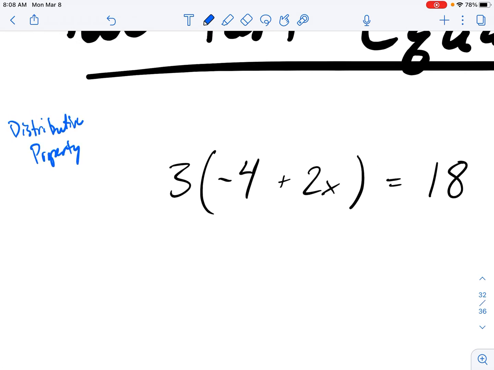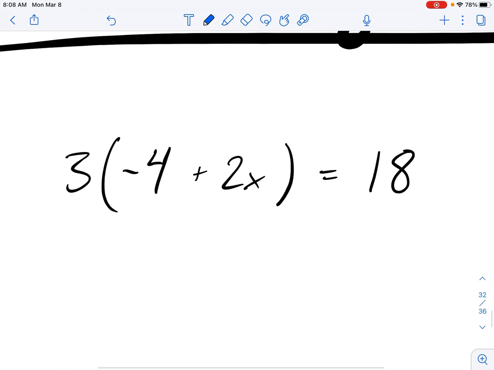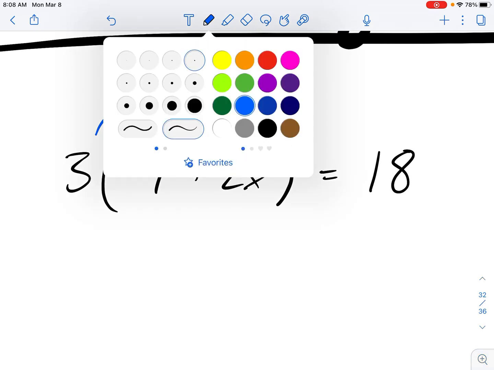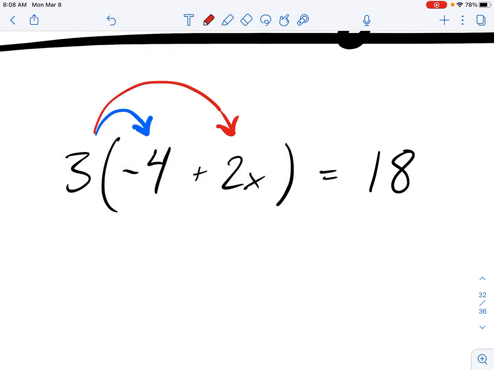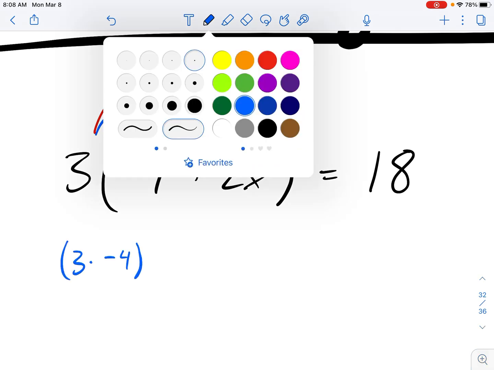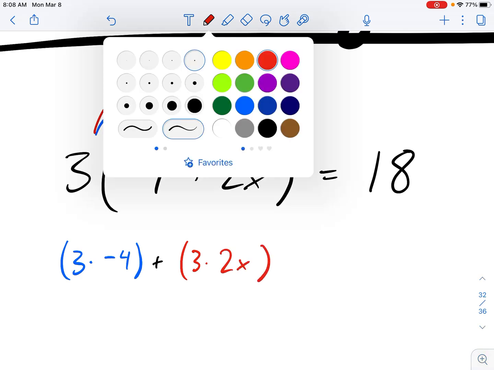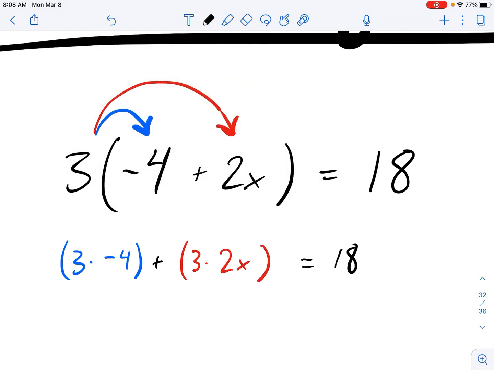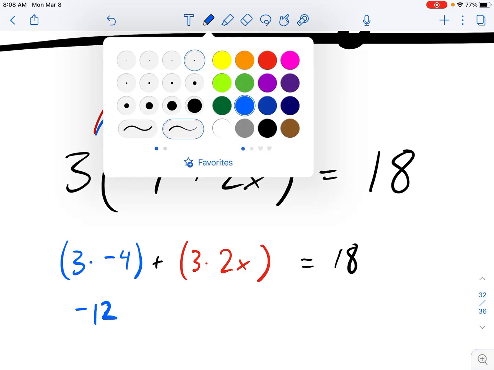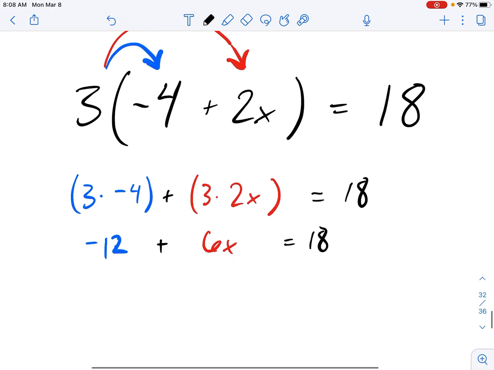And there's two ways to do this. So I'll show you using the distributive property. So we're going to distribute that. Remember, you get a 3 and you get a 3. If you remember this from our last unit from expressions, so we'll have 3 times -4 plus 3 times 2x. Remember, the number on the outside is multiplied by each term on the inside. All right, so then we're left with -12, right, plus 6x, right, equals 18.